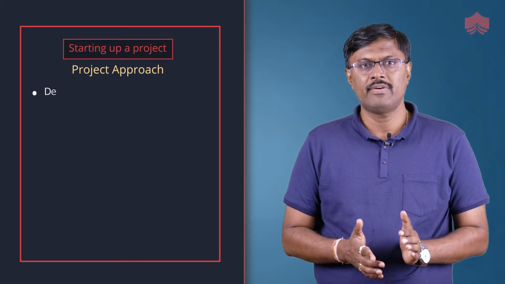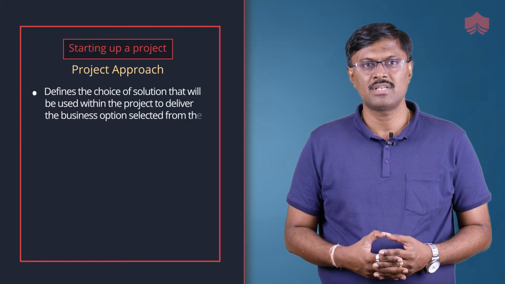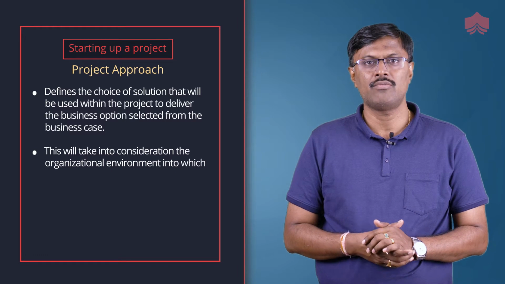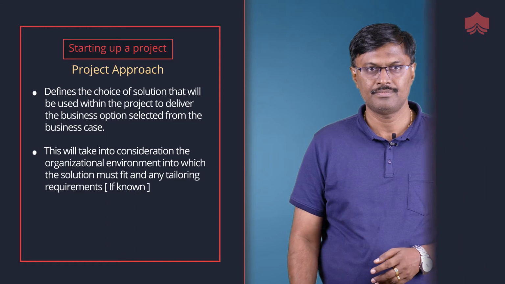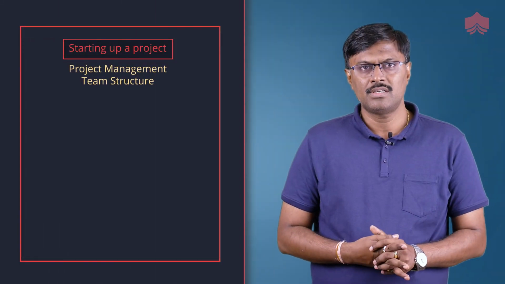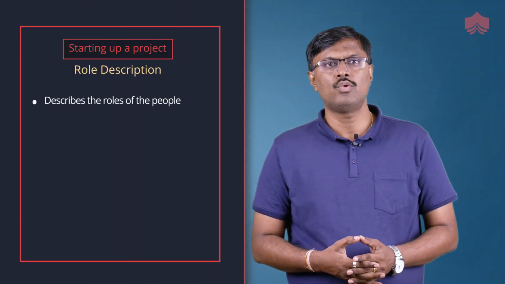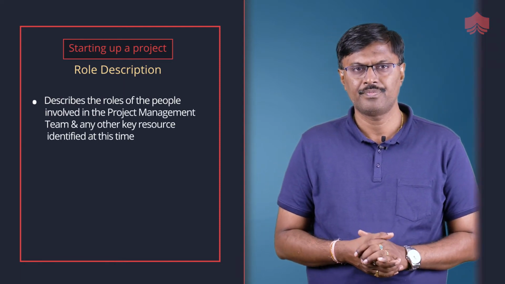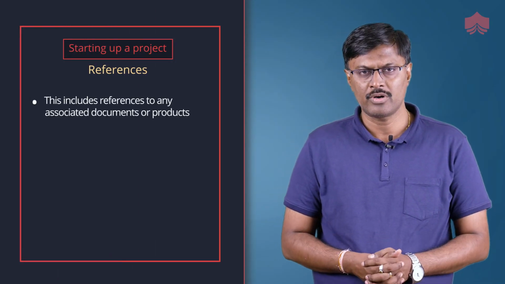The project approach defines the choice of solutions that will be used within the project to deliver the business options selected from the business case. This will take into consideration the organizational environment into which the solution must fit and any tailoring requirements if known. The project management team structure is a chart which shows who will be involved with the project. The role descriptions describe the roles of those in the project management team and any other key resource identified at this time. The references include references to any associated documents or products.